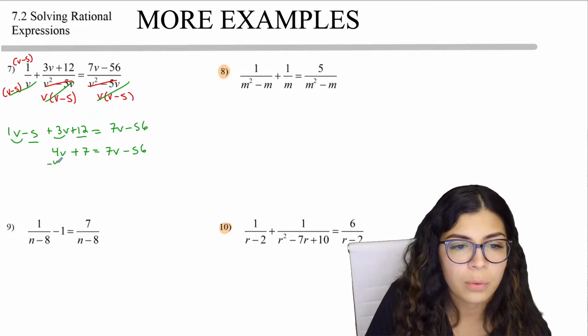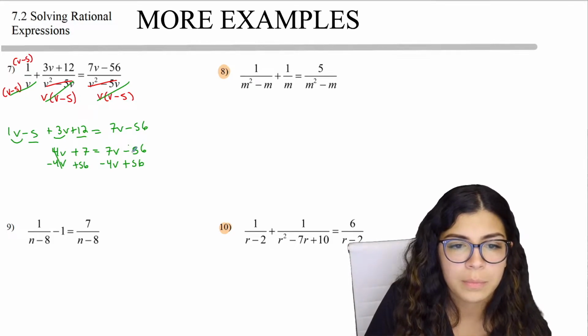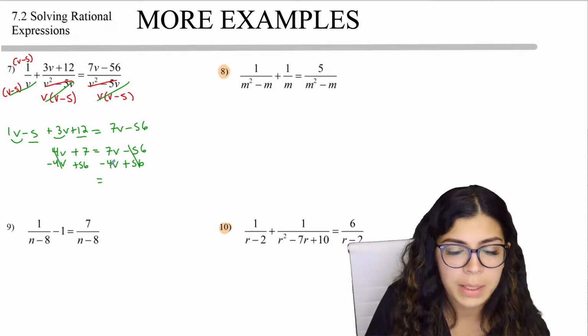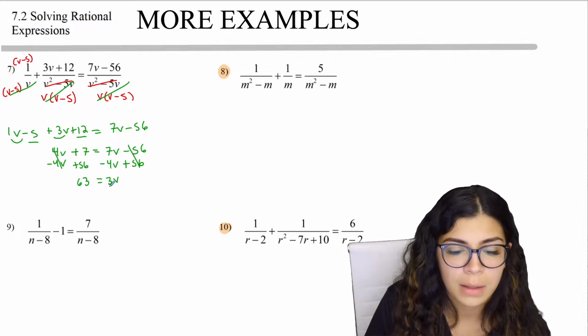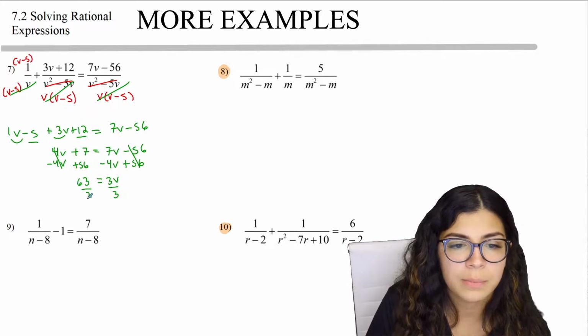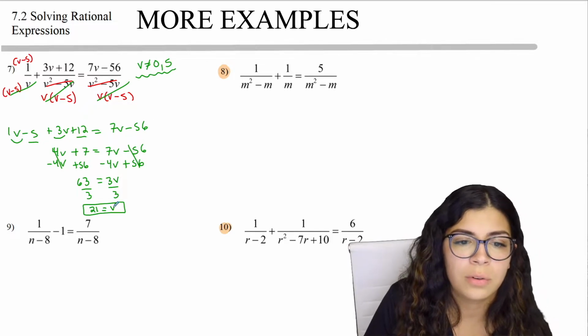Let's go ahead and subtract 4v on both sides to bring it to the right, and add 56 to bring that to the left. So on the right-hand side, 7v minus 4v would be 3v, and 7 plus 56 is 63. Then divide by 3 on both sides. We end up with v is 21. All right, let's go back and check, make sure our excluded values, v cannot equal 0, and v cannot equal 5. So these are our excluded values.